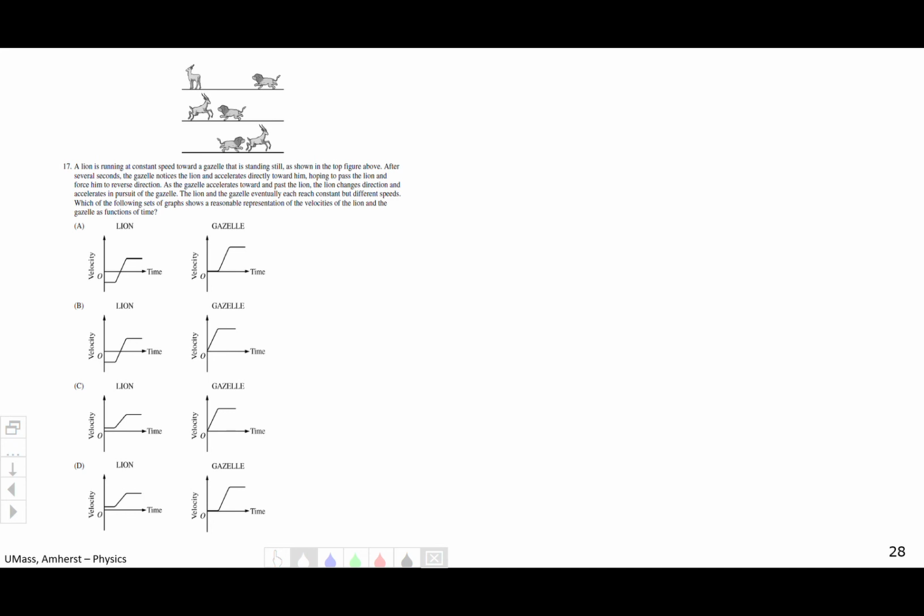Okay, let's work with the lion first. So, first of all, the lion is moving in the negative direction. That means it starts with a negative velocity. So these two are out because they start with a positive velocity. So we need to start with negative velocity. So that means we're only left with A and B. So after several seconds, the gazelle notices the lion. That means for several seconds, the gazelle has a velocity v equals 0, which is this graph, meaning A is the correct answer.